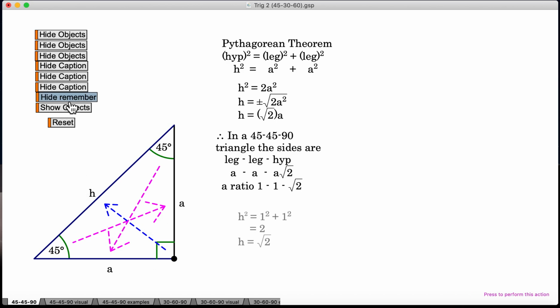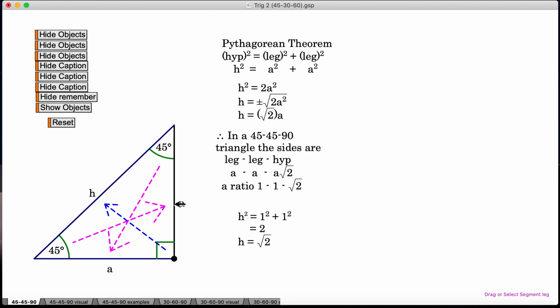An easy way to remember that, if you forget it, is not hard to do. You should realize this is isosceles, so if I just let each of the legs equal 1, then I could simply do Pythagorean's theorem real quick. It doesn't take much work. H becomes the square root of 2. So that's the relationship.